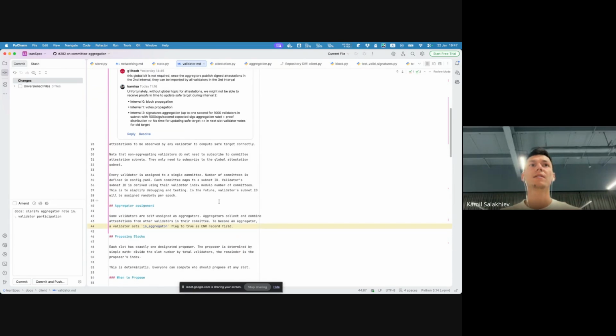The way validators signal that they are willing to aggregate, my proposal is to do this via the ENR record, with an aggregator flag, a Boolean flag. It is set to true for aggregators, and for a non-aggregating node it could be false or the flag can just be missing, and we assume that if it's missing, then it is not an aggregator.